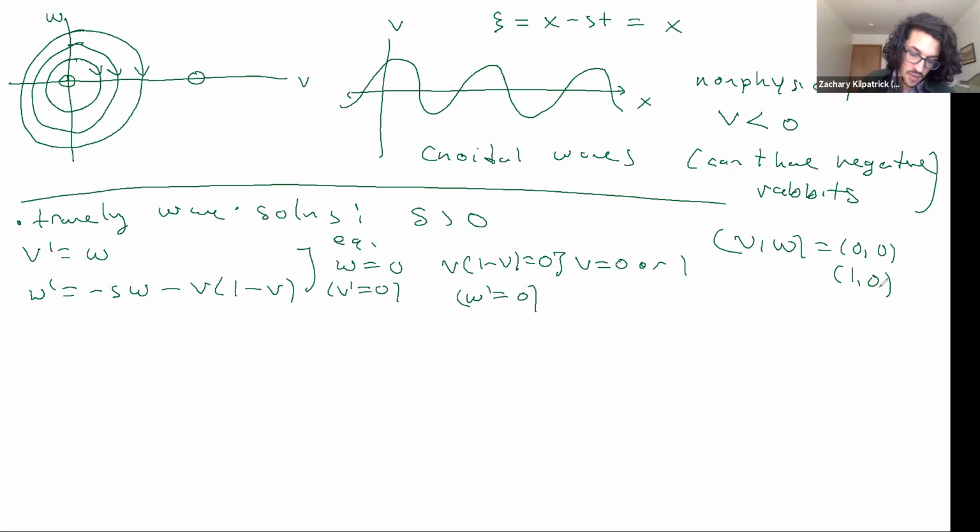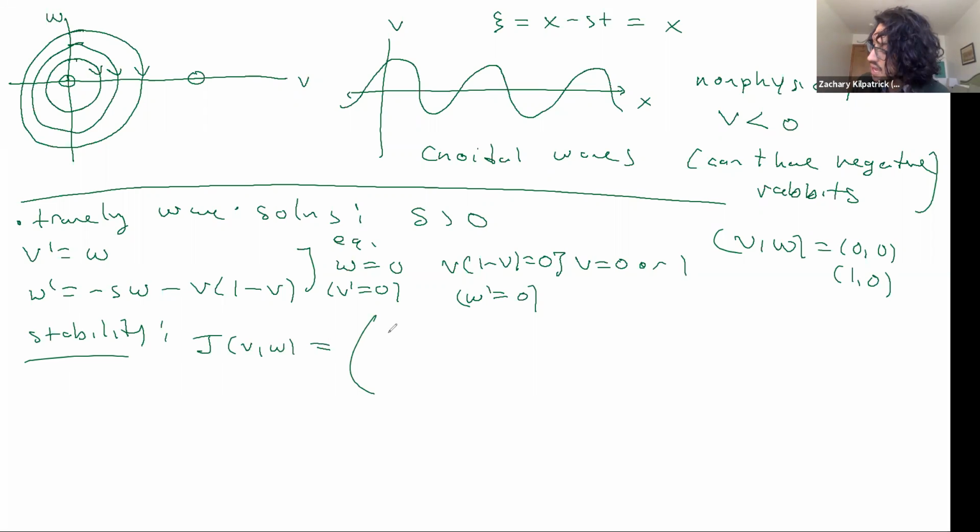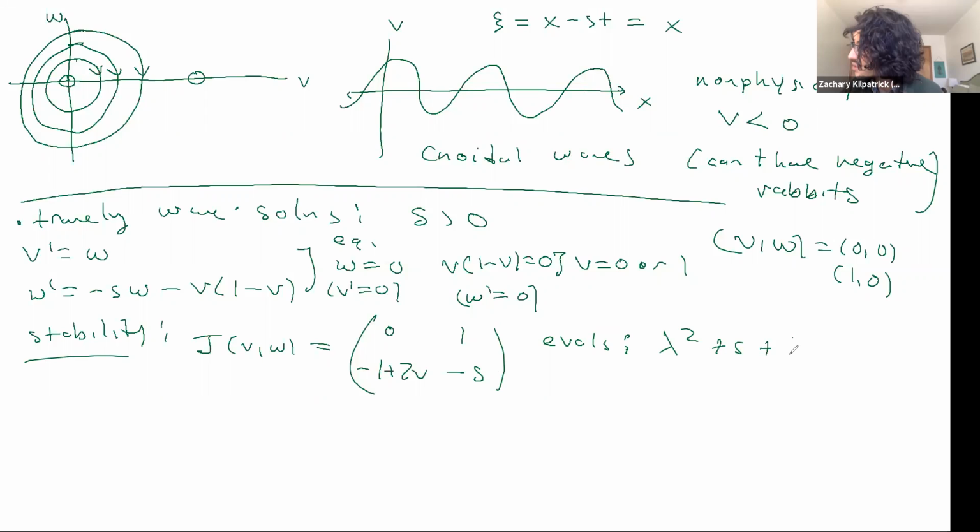And we have a slightly different stability calculation in this case, okay? So now again, we're doing phase plane analysis, okay? Stability tells us to compute this Jacobian. So that's going to be 0, 1, minus 1 plus 2v, and now we have this minus s term here. So our eigenvalues are going to be given by lambda squared plus s lambda plus 1 minus 2v is equal to 0.